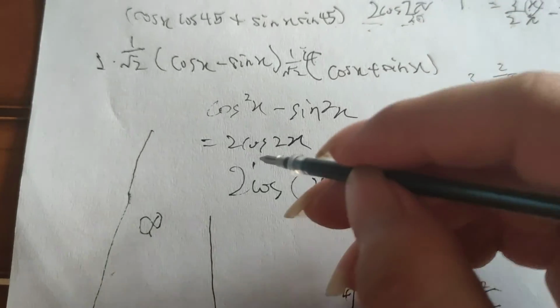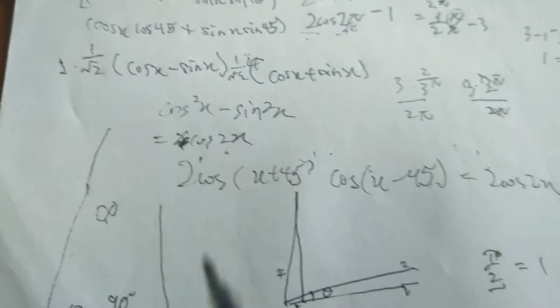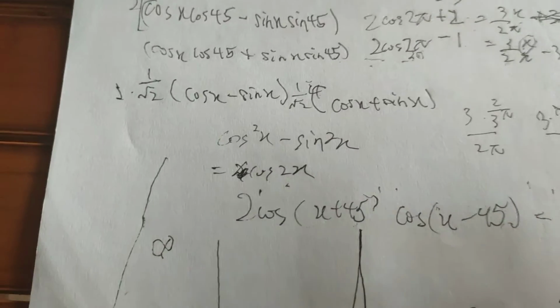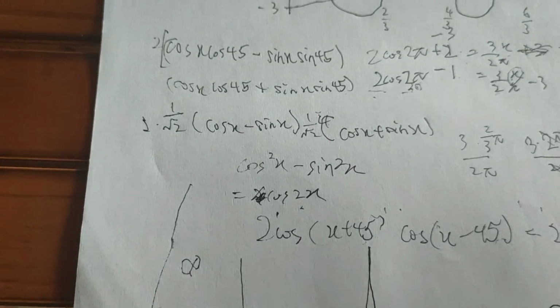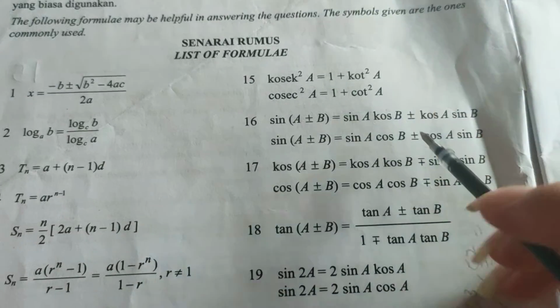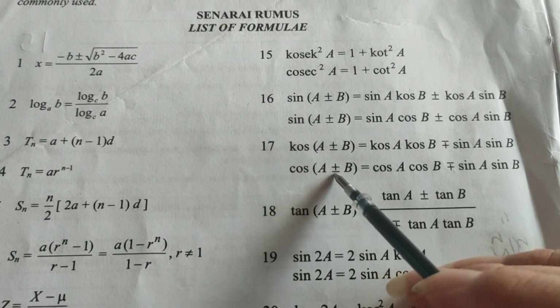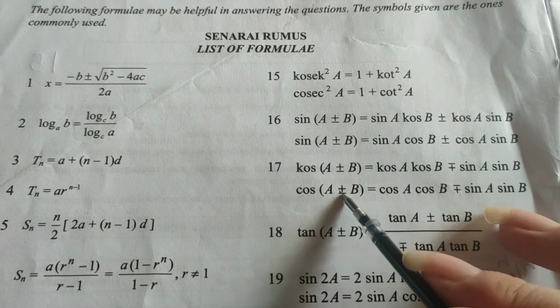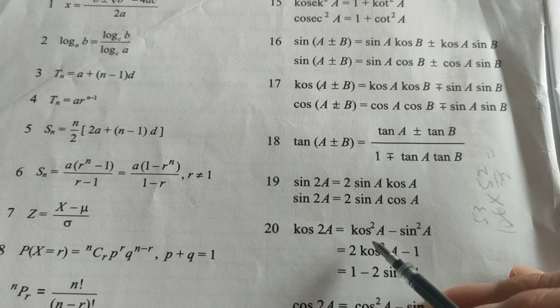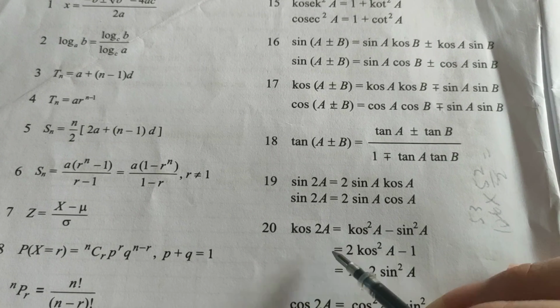Not 2 cos 2x, cos 2x. You can see from the formula. This is the formula for the plus 1, that means it's minus, and if it's minus it's plus, and when cos square x, and this one is cos 2a.